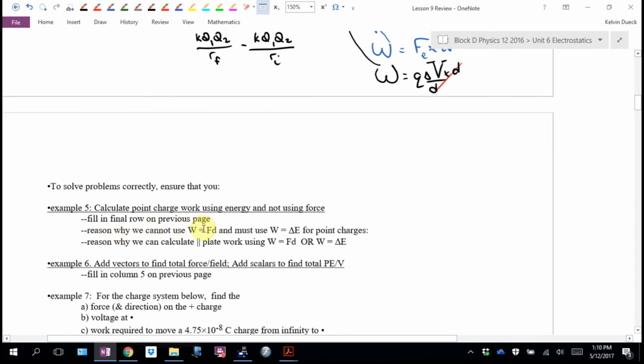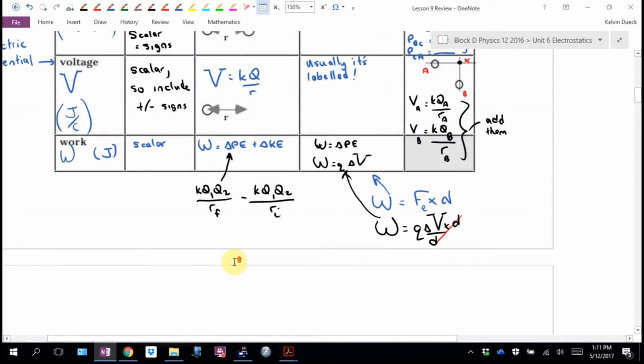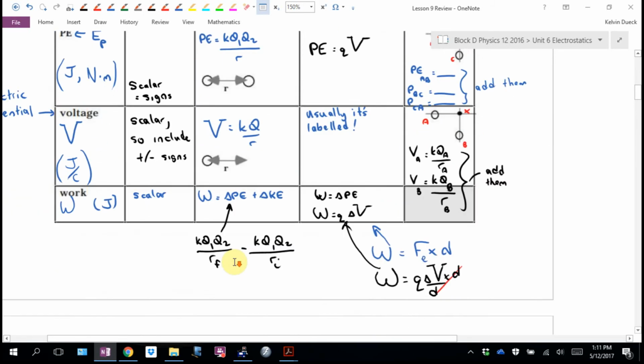And that's really the answer right here. It says, why can't we use force times distance for point charges? Changing force. Why can I use force times distance or QV between plates? So there's a constant force. Example 6 says fill in the vector, add the vectors to find the total force. We filled in the entire chart on the fly.